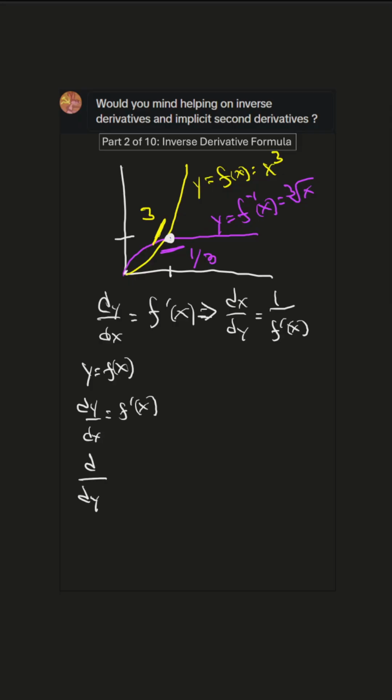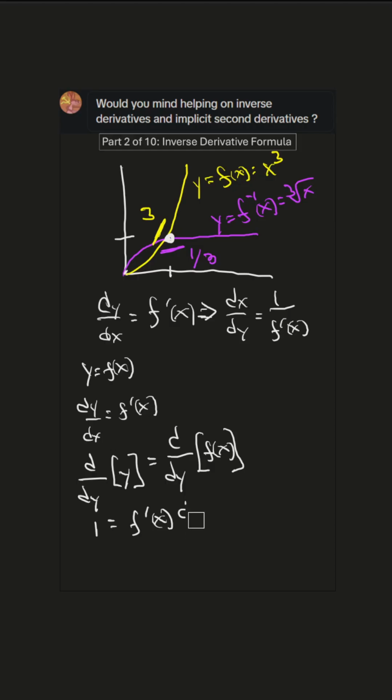So d/dy of y equals d/dy of f of x. Now we're using implicit differentiation. The left side is 1, and the right side is f prime of x times dx/dy. Okay, so we solve for dx/dy, and dx/dy equals 1 over f prime of x, just like we found earlier.